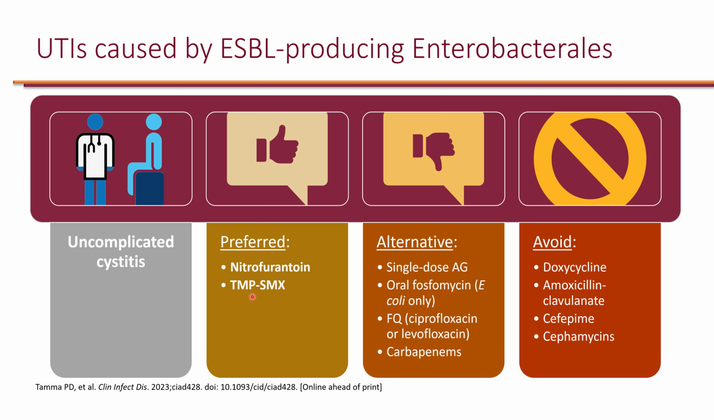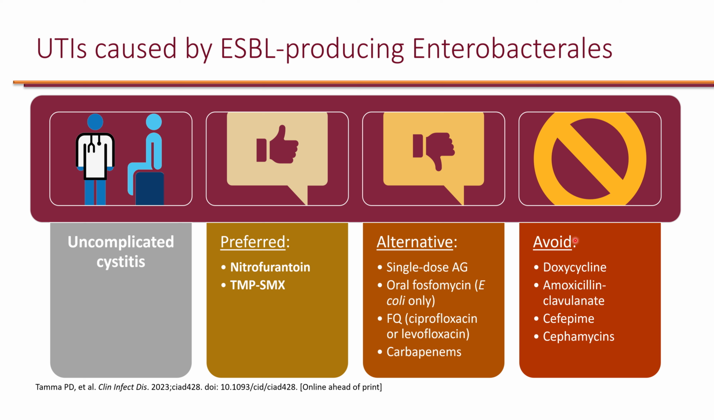Now, it is common for ESBLs to be resistant to also nitrofurantoin and trimethoprim-sulfamethoxazole, but you just wouldn't know until you have the results of the urine culture. Now, if it happens to be resistant to these agents, then you have alternative agents. So for cystitis specifically, you can use just a single dose of aminoglycosides, assuming that these are susceptible on the urine culture. So, anything that's resistant on urine culture, you just eliminate from this list. Oral fosfomycin would be an alternative option for E. coli only. Of course, fluoroquinolones as well as carbapenems.